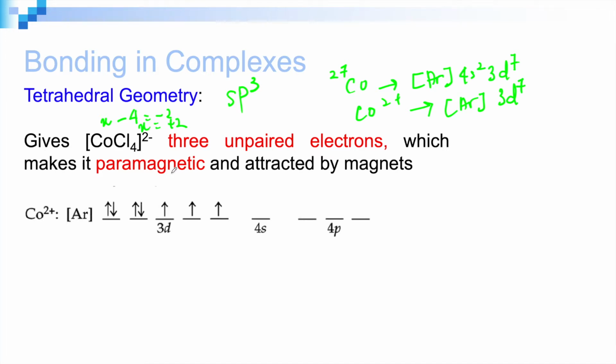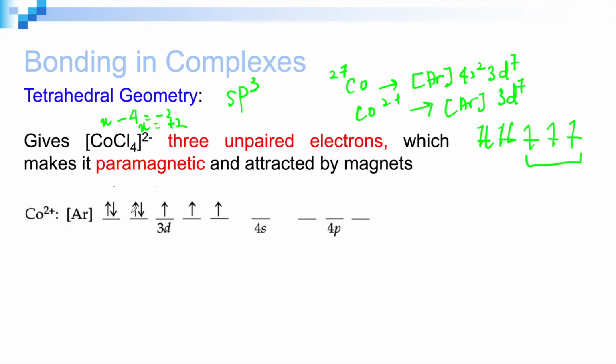How do we determine these 3 unpaired electrons? You have the 3d7. Let me draw the orbitals. You just need to show the d orbitals, so we have 5 d orbitals. For the 3d7 you fill up singly: 1, 2, 3, 4, 5, 6, and also 7. So these are the 3 unpaired electrons, and this compound is actually paramagnetic.